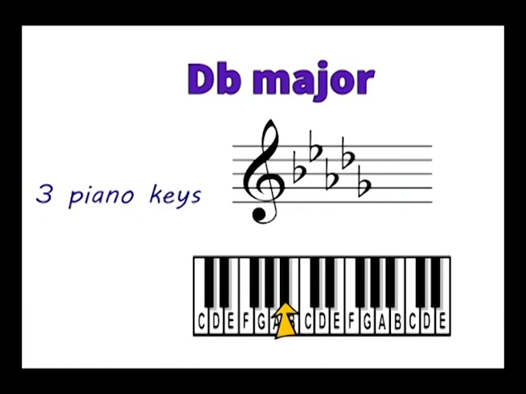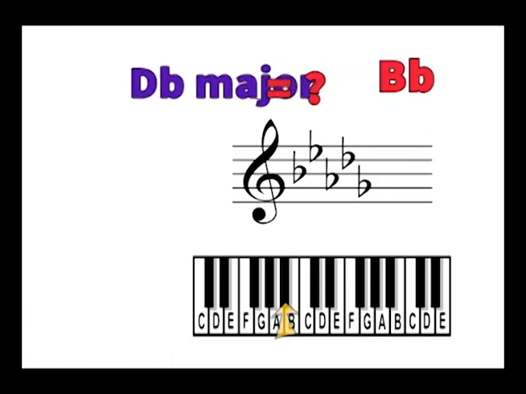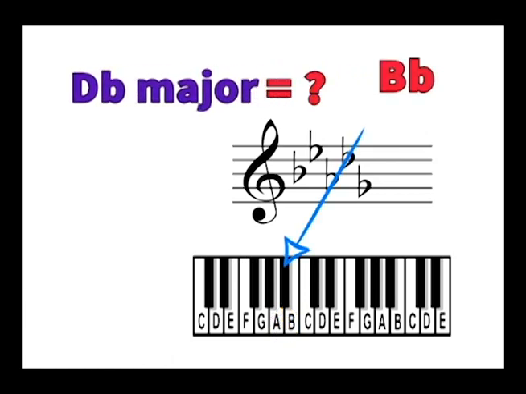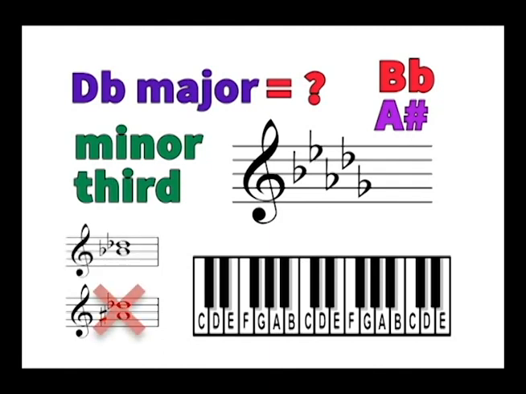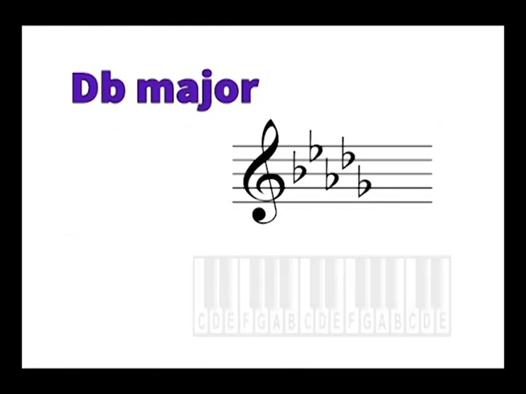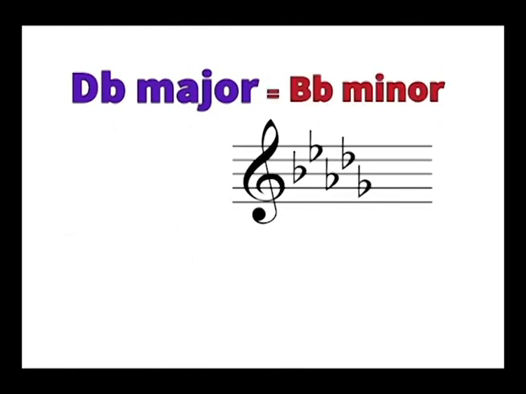But this brings up an interesting question. This note right here, do we call it a B flat or an A sharp? Remember that the instruction said to go down a minor third. It can't be an A sharp because that would make a fourth. So a B flat to a D flat is a minor third. So we can say that the relative minor of D flat major is B flat minor.